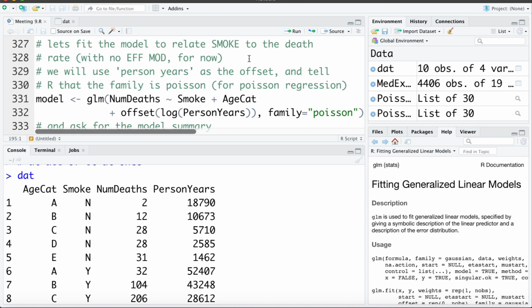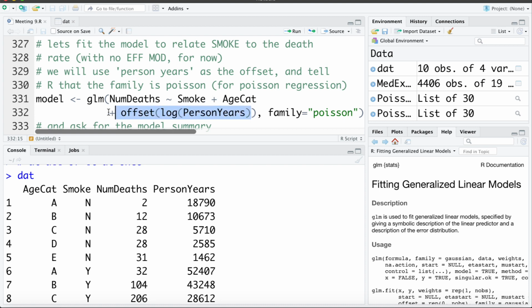So what we're going to do is, again, use the glm function to fit a generalized linear model. We're going to specify that the family is Poisson. This is indicating we'd like to fit a Poisson regression model. And we're going to estimate the number of deaths as a function of smoking and the age category. So we'd like to see what effect smoking has on the risk of lung cancer death, and we'd like to adjust for the age category.